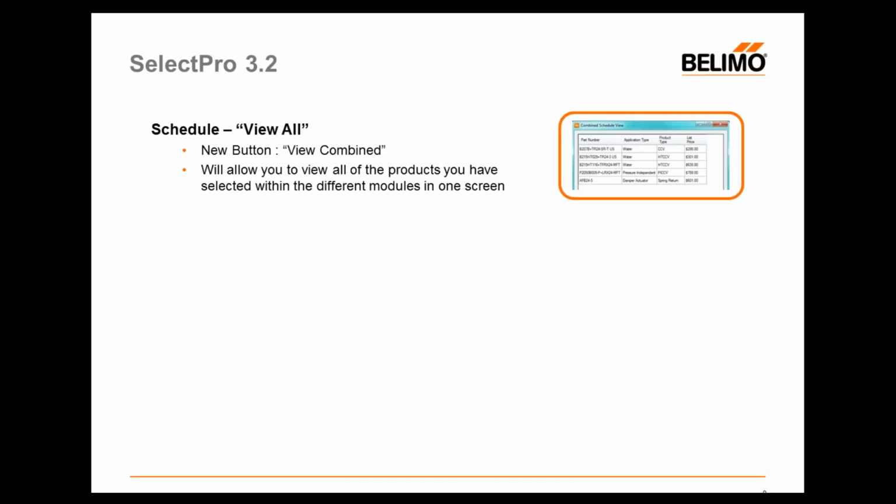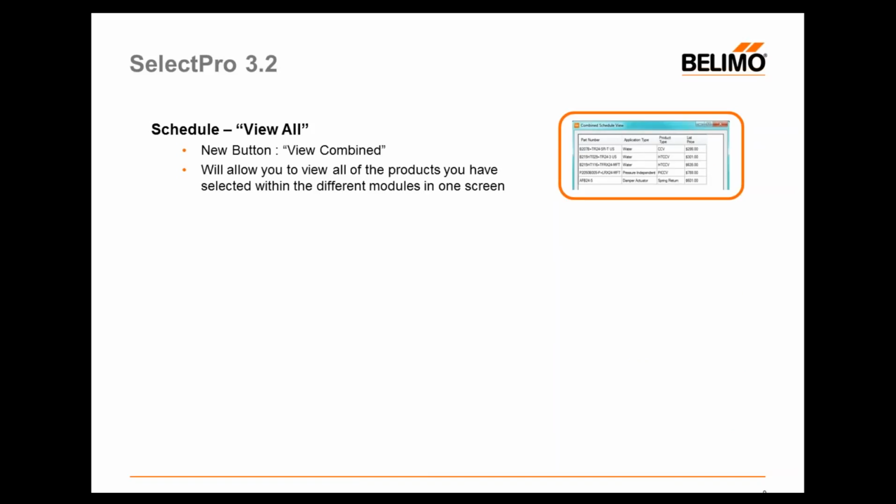This is another new function that we added. It's a view all function. This new button is called view combined. It's at the bottom by the schedule. I'll show you that as well. And what that allows you to do is view all of the products you have selected within the different modules in SelectPro in one screen.